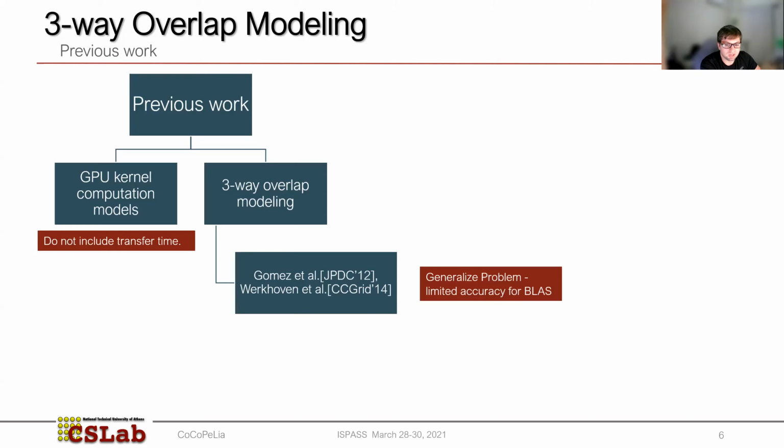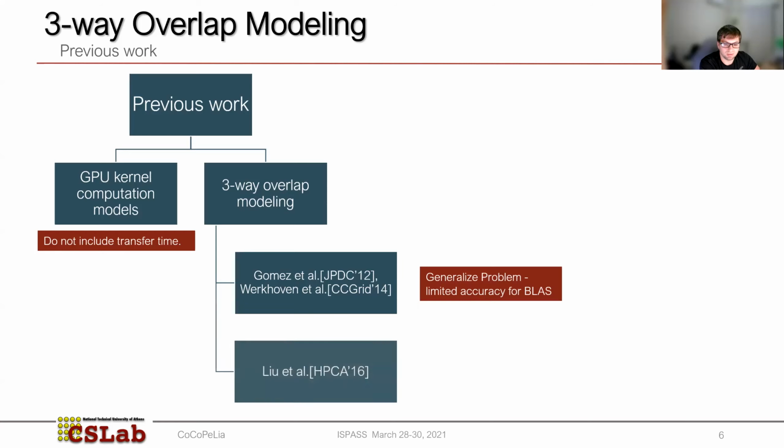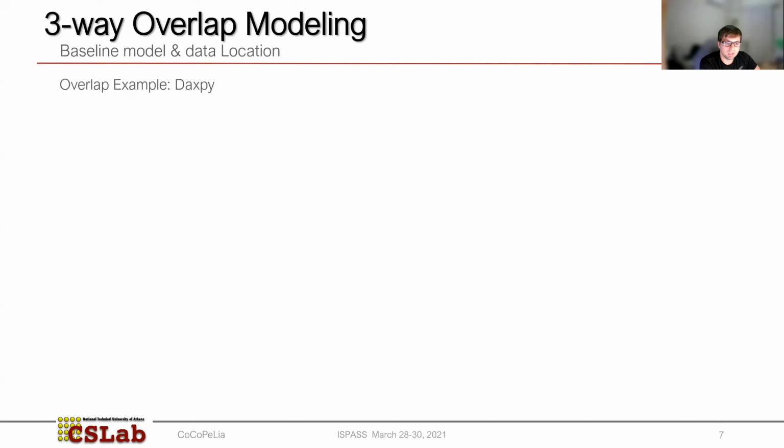In their approach, they generalize the problem in order to be applicable in many overlap problems, which, as we will showcase later, results in limited accuracy in BLAS. Then we have the work of Liu et al., who, in order to simplify the problem, make many assumptions which do not hold for most BLAS routines. We therefore need to introduce our own three-way overlap models.